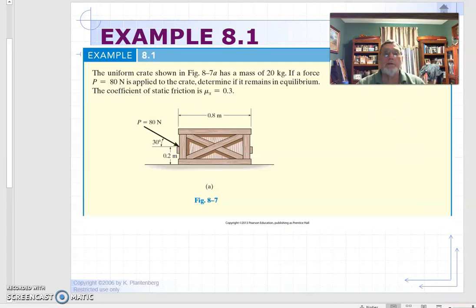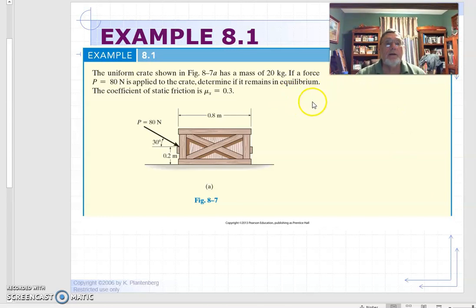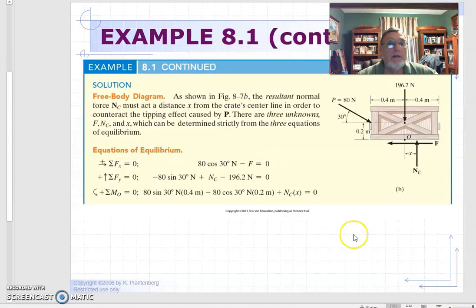So here's a simple case, like the first problem. The uniform crate has a mass of 20 kilograms. If 80 newtons is applied to the crate, determine if it remains in equilibrium if your static friction coefficient is 0.3. So what he does is he says, let's do our free body diagram. You've got your normal force and your friction. We've got our P, 30 degrees, 80 newtons. We also have our weight. So he sums the forces in the X, which involves friction, and then he sums the forces in the Y. And in summing the forces in the Y, you'll get the normal force.